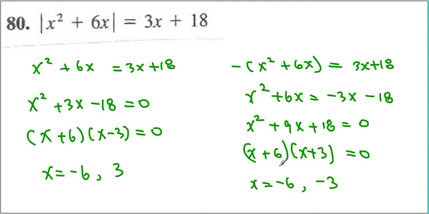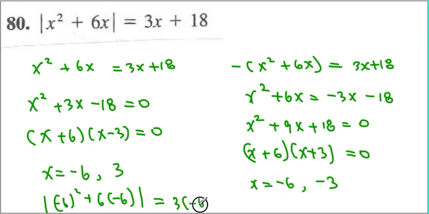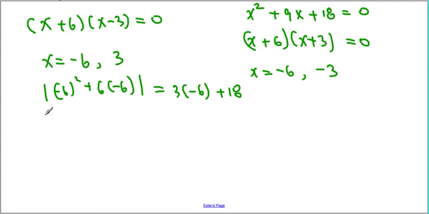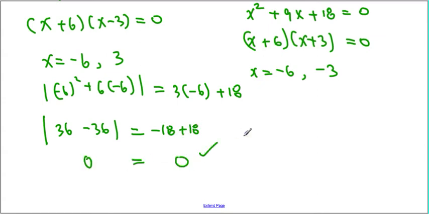Let's check on negative 6 first. Then we would have gotten negative 6 squared plus 6 times negative 6. Is that in fact equal to 3 times negative 6 plus 18? Here within the absolute value we get 36 minus 36. Is that in fact equal to negative 18 plus 18? And you will realize that both sides are equal to 0. So that works out. So negative 6 is okay.